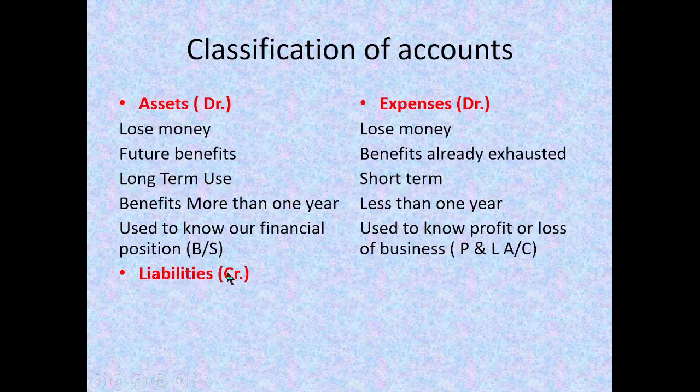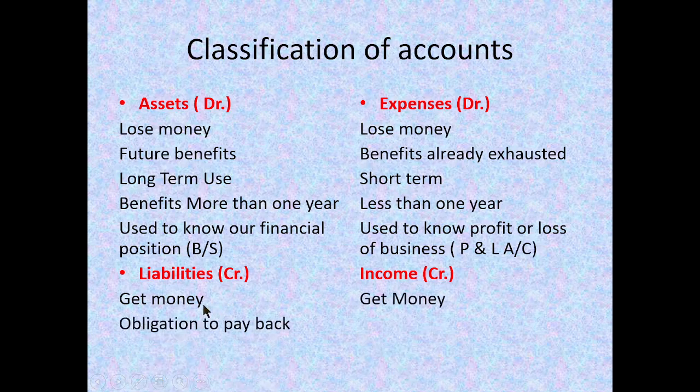For liabilities and incomes, the common nature is receipt of money. For liabilities we receive money, and for income also we receive money. But for liabilities there is an obligation to pay back, and for income there is no obligation to pay back. Liabilities are used for preparation of the balance sheet and income is used for preparation of the P&L account. That is the common nature and the differences.